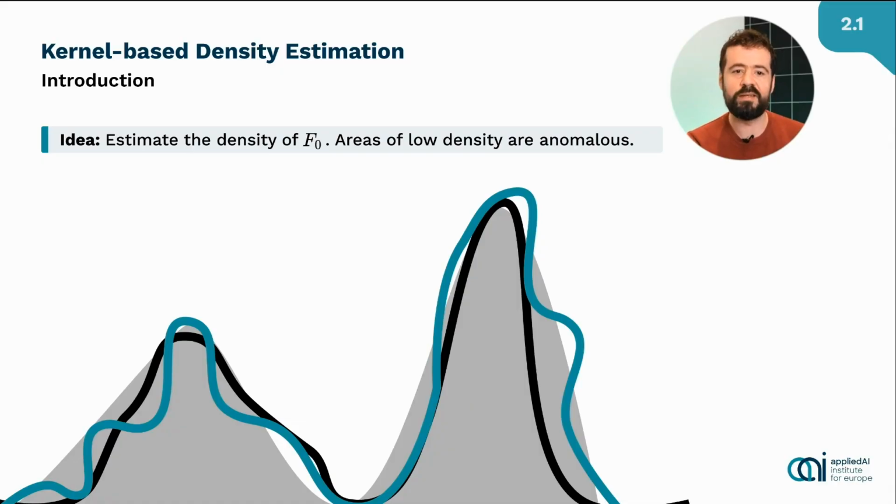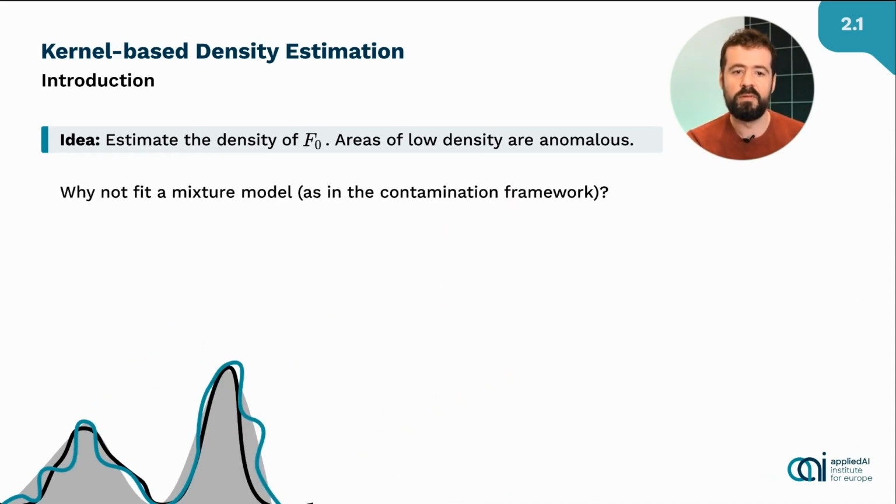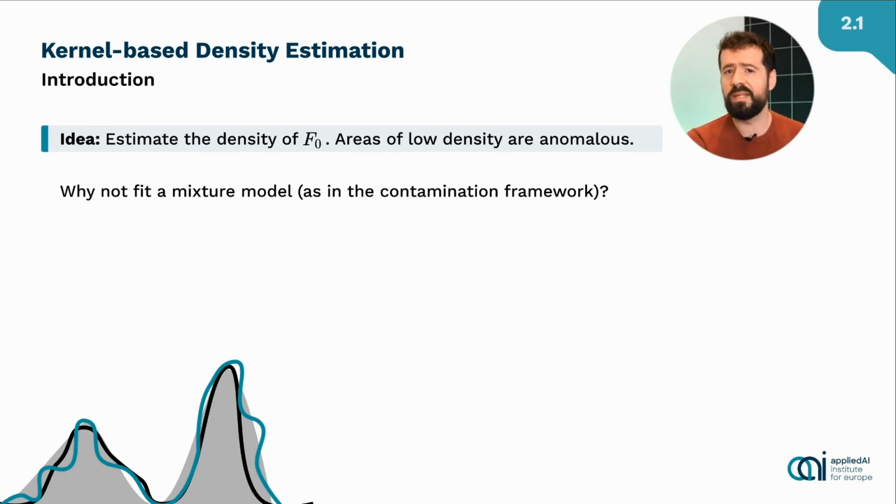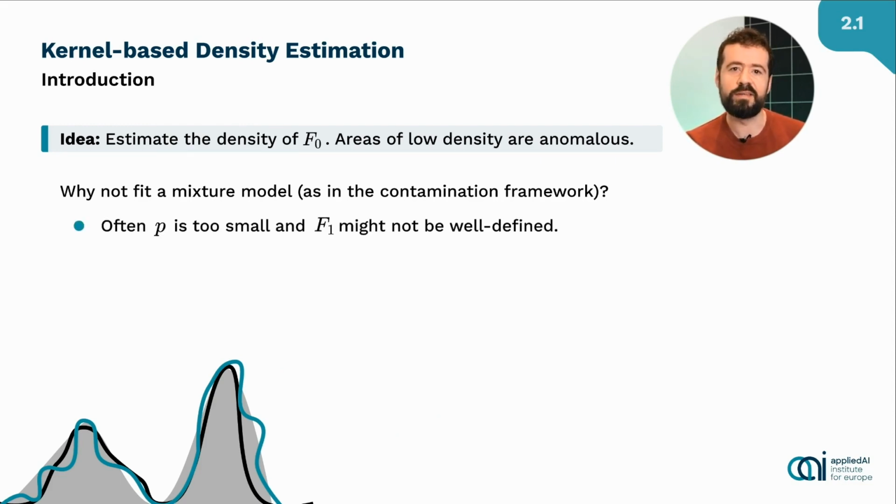So the idea here is to estimate the density of the nominal data, assuming that anomalies will appear in areas of low density. So you might ask, why don't we directly try to fit a mixture model as we've formalized it in the contamination framework? I think we've already discussed the reasons. The fraction of anomalies is often too small to really fit a mixture model. And we also discussed that it might be that the anomaly distribution is not even well defined.